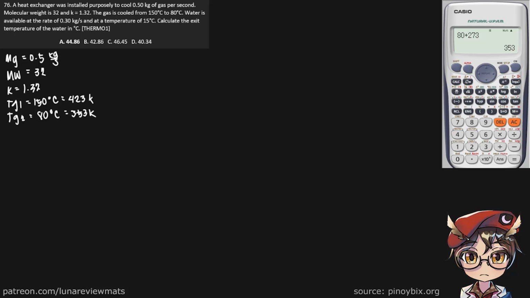Water is available at the rate of 0.3 kilograms per second. Well, let's call that Mw at 0.3 kilograms per second. And at a temperature of 15 degrees C. That sounds like our entry temperature, 15 degrees C, also converted into Kelvin.